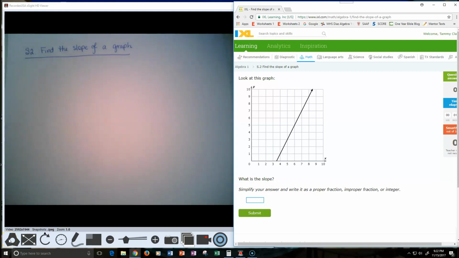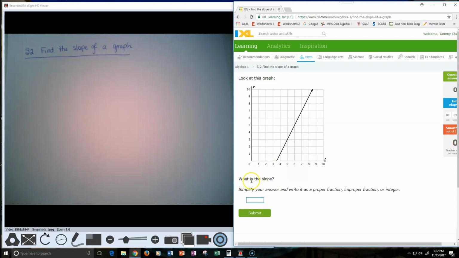All right, let's go ahead and move into the S's. We're going to look at S2, which says find the slope of a graph. I'm going to show you two ways to approach this. The first way is to use the graph and count the rise over run of the graph.